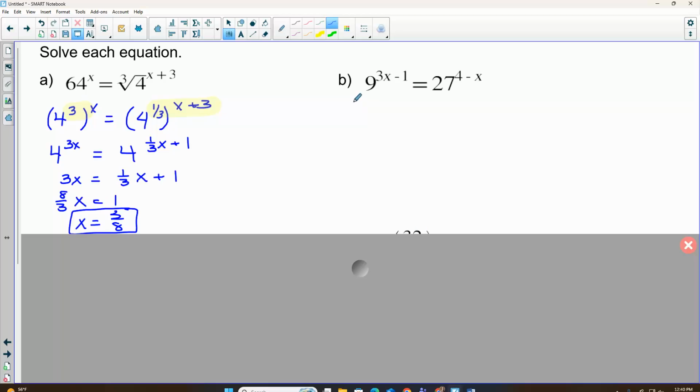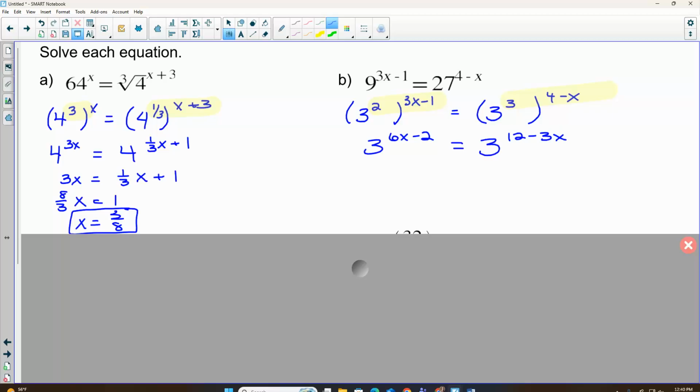On B, we need the same thing. We have to get a common base. What can I change 9 and 27 to? Okay, so 9 would be 3 to the 2, and 27 is 3 to the 3. Again, power to a power, we have to multiply those exponents. So we get 3 to the 6x minus 2 equals 3 to the 12 minus 3x. Once you get to that point, you can set your exponents equal.